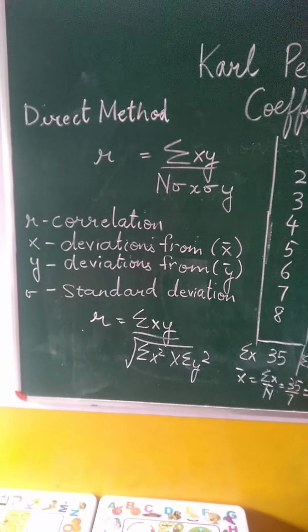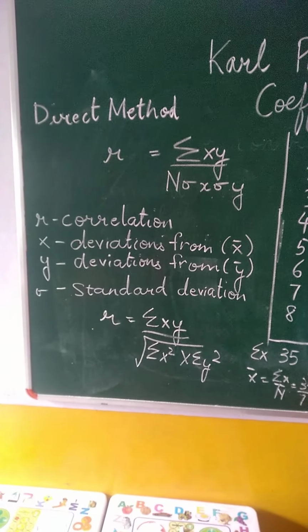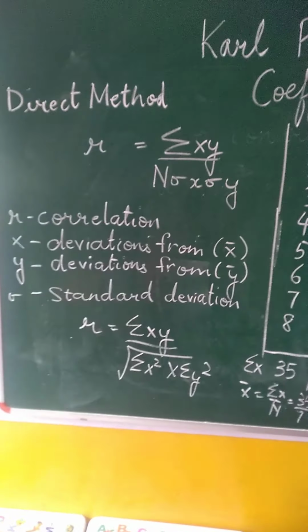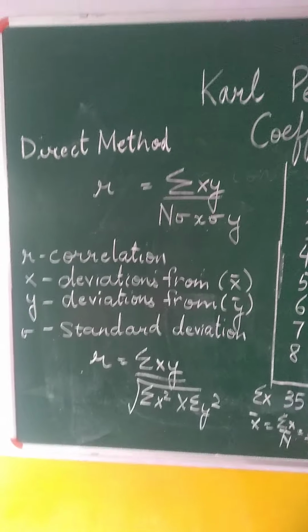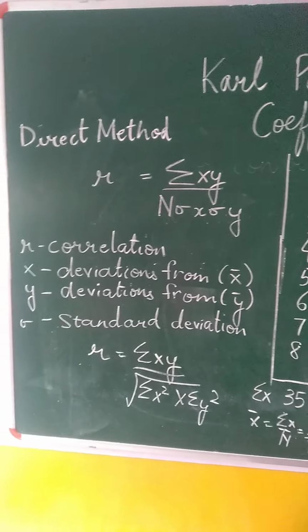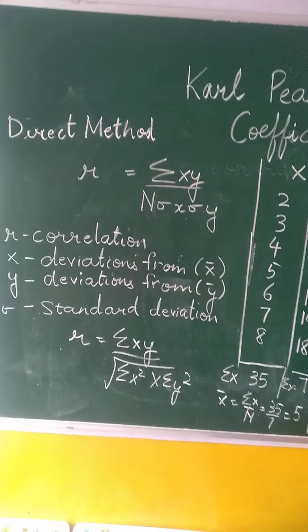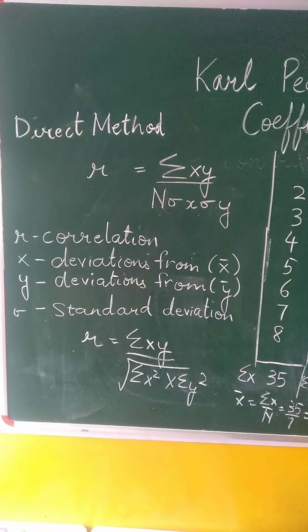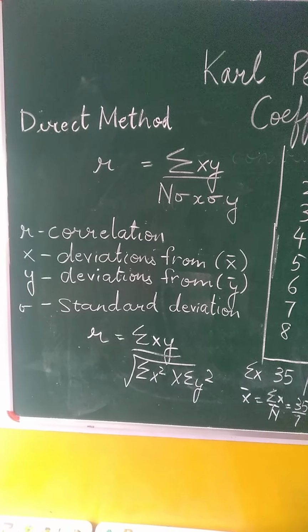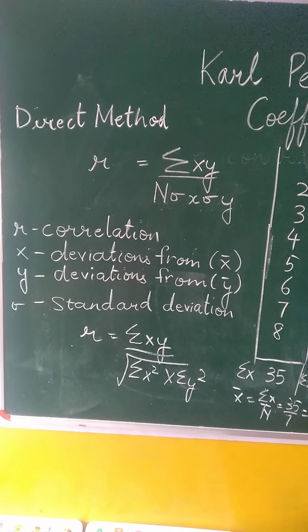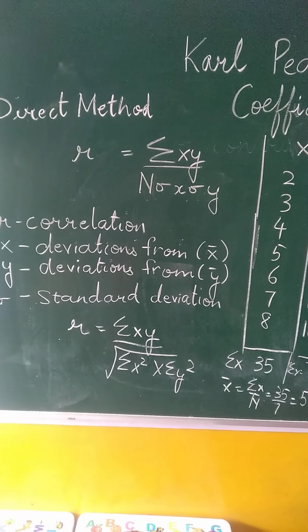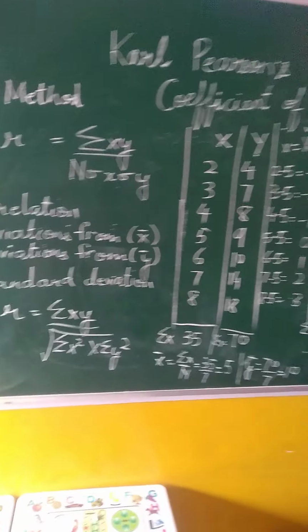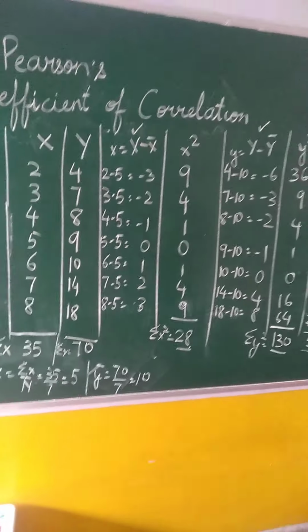Clear? It is not necessary that every time we need to calculate the standard deviation. If we have data in which standard deviation is not required, we can use the direct method. We can use this formula: r is equal to sigma xy divided by the square root of sigma x square multiplied by sigma y square. Clear?